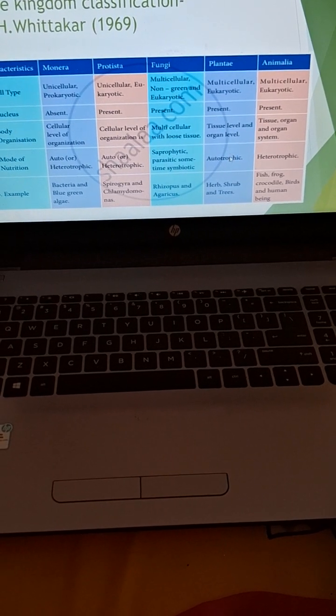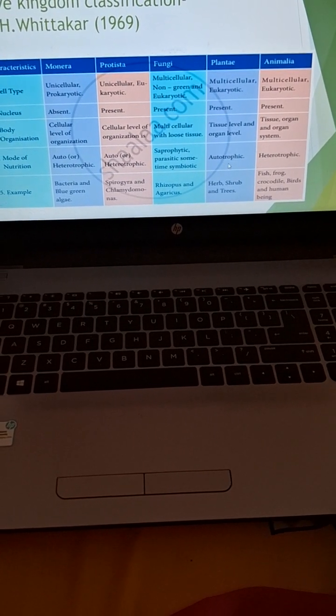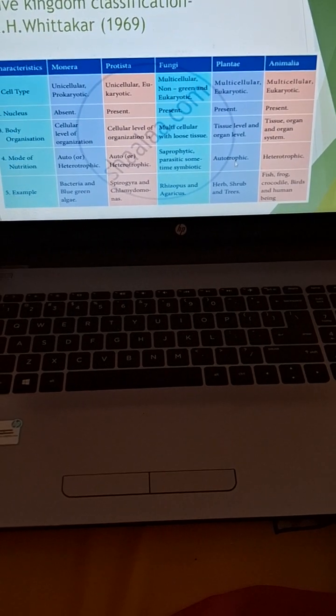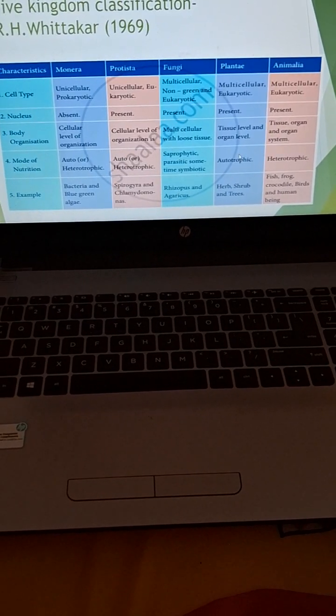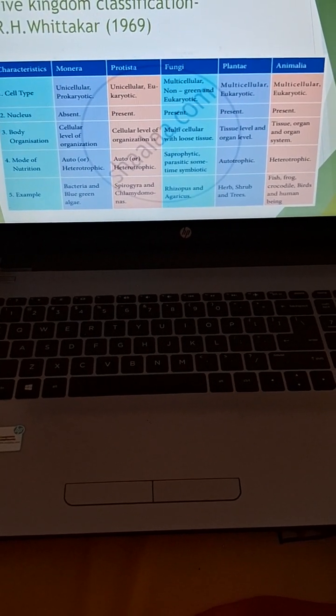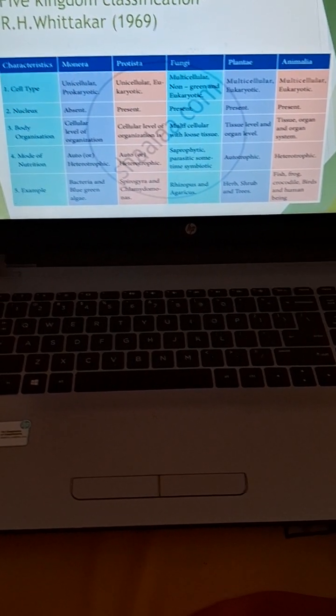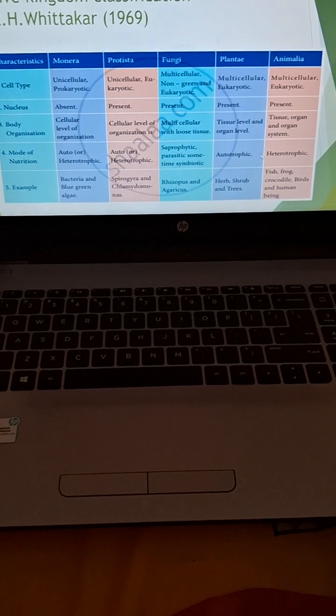So next, Plantae. Plants are completely autotrophic. They have chlorophyll. They can prepare their own food with the help of chlorophyll, and this process is known as photosynthesis. And Animalia, they have a heterotrophic mode of nutrition.